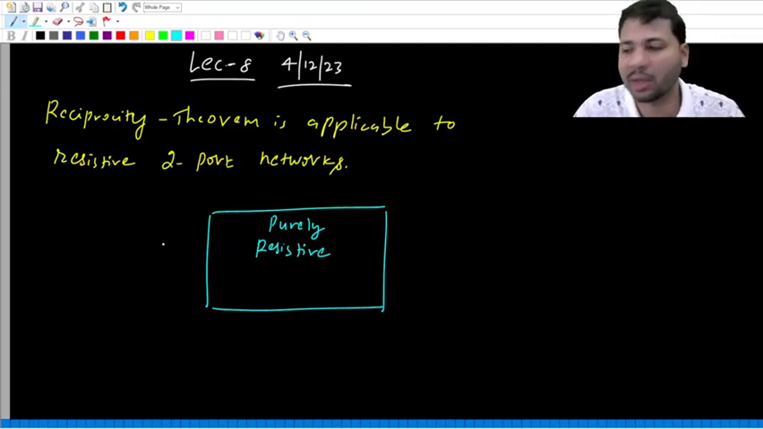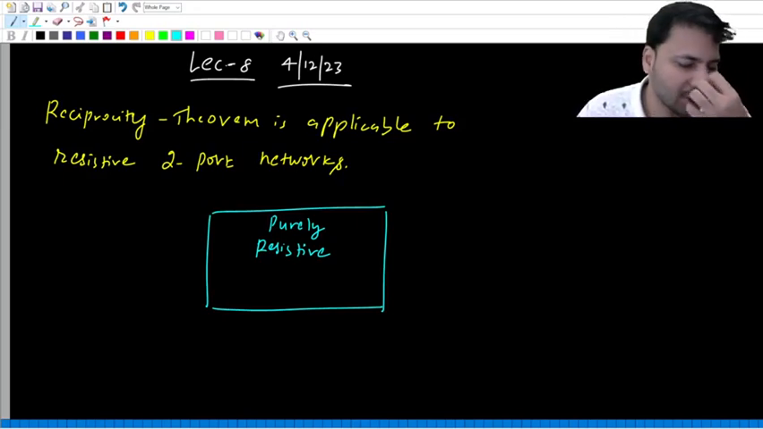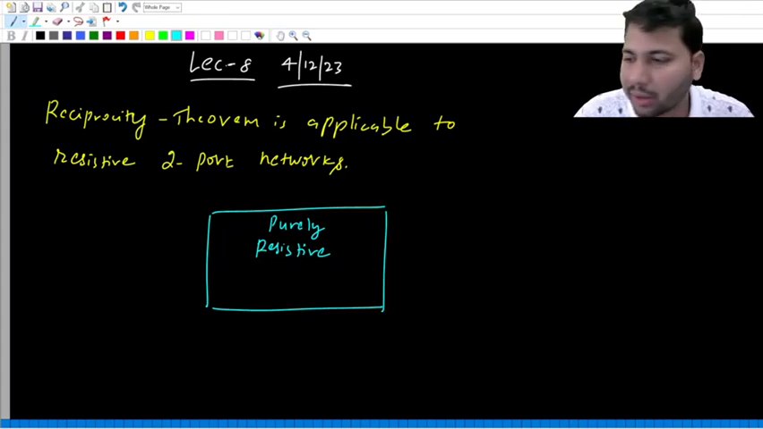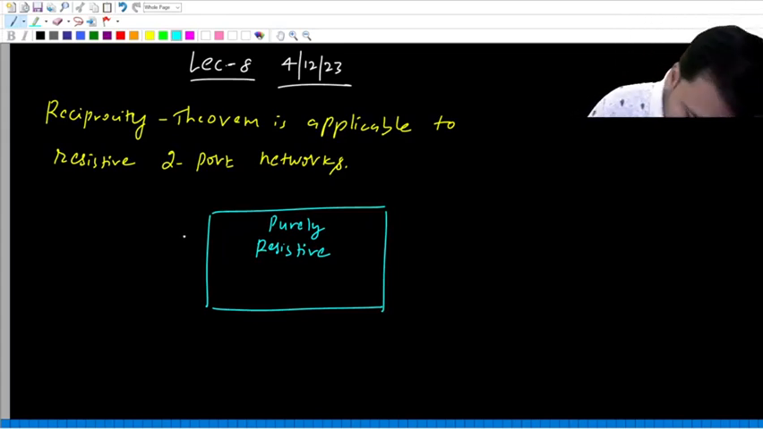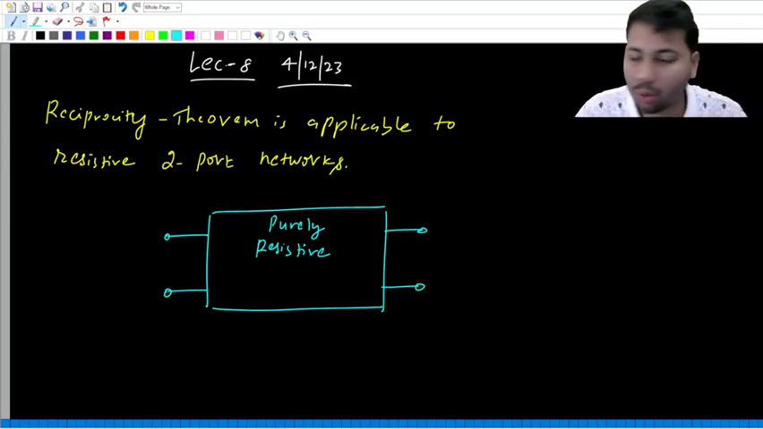remember earlier we studied Thevenin's theorem, which is applicable to linear one-port networks. Okay, any linear one-port network. If you are interested in voltage and currents outside that network, then you can simplify that linear one-port network into a single voltage source in series with a single resistance. Okay, but now we are dealing with resistive, not one-port but two-port networks.